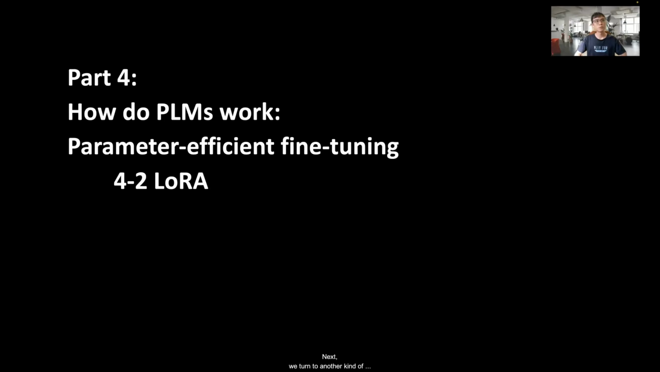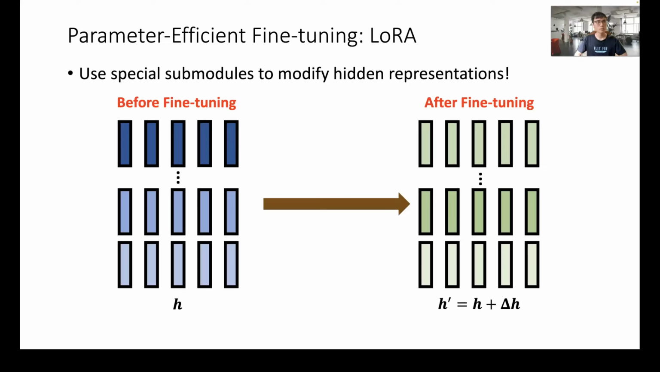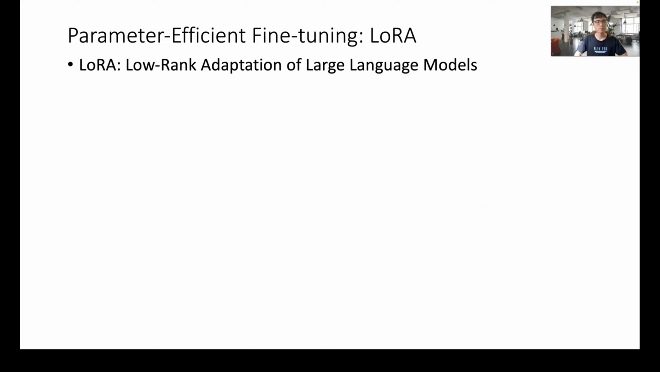Next, we turn to another kind of method called LoRa. Similar to the adapters, LoRa is a small trainable submodule inserted into the pre-trained models. They are used to modify the hidden representation during fine-tuning. The full name of LoRa is Low-Rank Adaptation of Large Language Models, but just forget its name for now and let's see how it works.